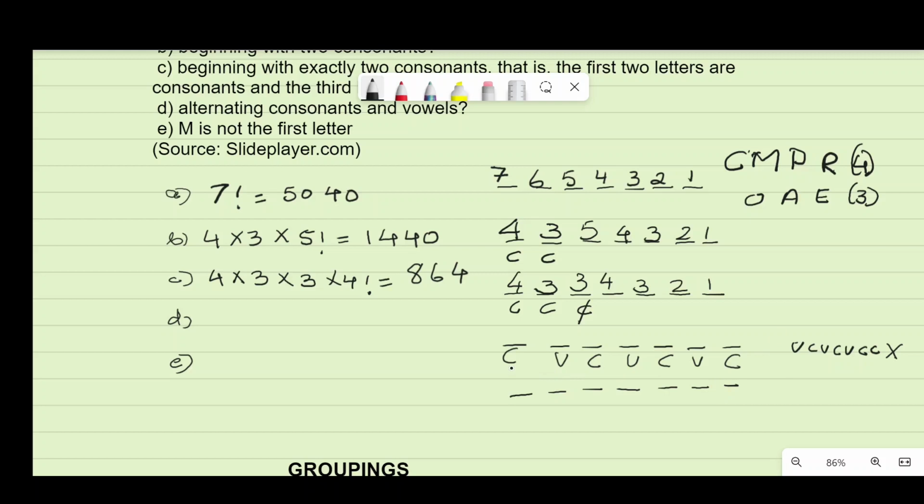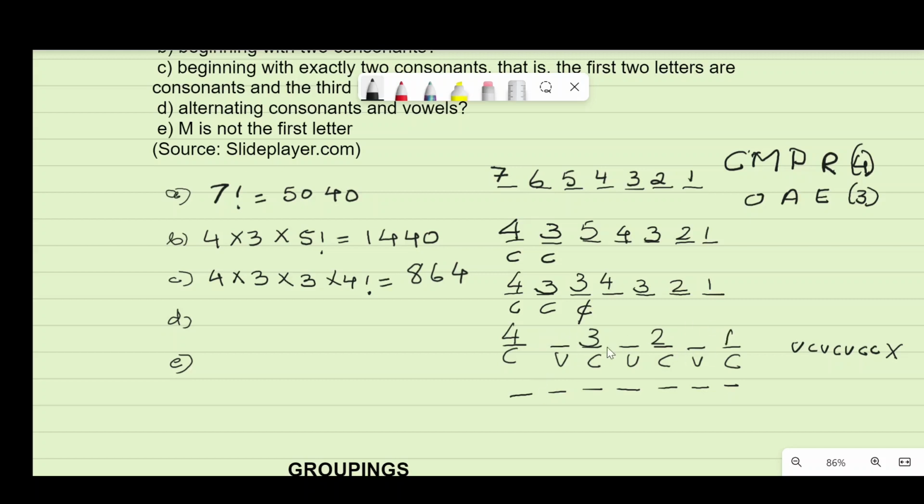So we start with the consonant, then vowel, consonant, vowel, consonant and vowel. Okay, let's go to consonant first. How many consonants are available for the first position? We have 4 consonants. Let's look at the consonant position again now. Let us fill in all the consonant positions. How many consonants are now available? We used already 1, so 3 are remaining, 2 and the last one.